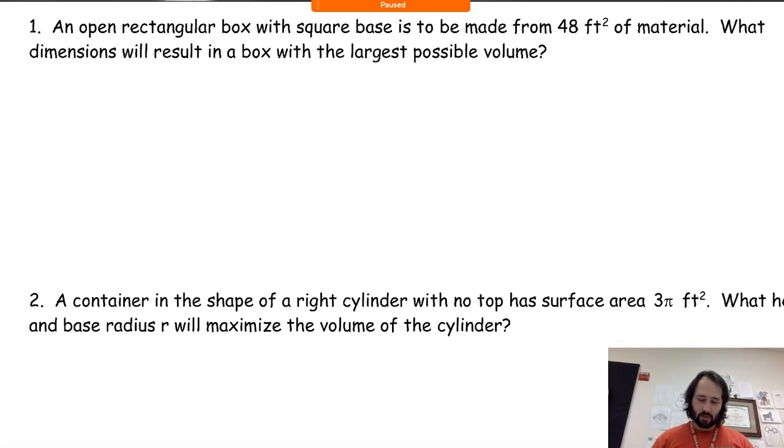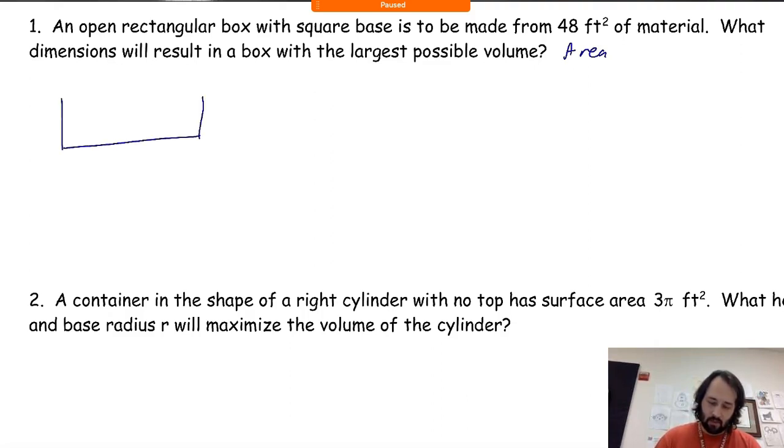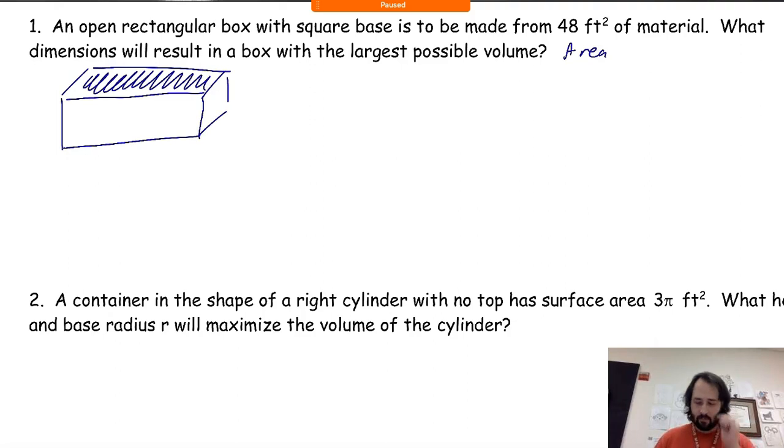Okay, so an open rectangular box with square base is to be made from 48 feet squared of material. So that is talking about the area of material, right? What dimensions will result in the box with the largest possible volume? So an open rectangular box, I have to visualize in my head that I have a box that is open, right? So all that I can see inside, it's all filled in.